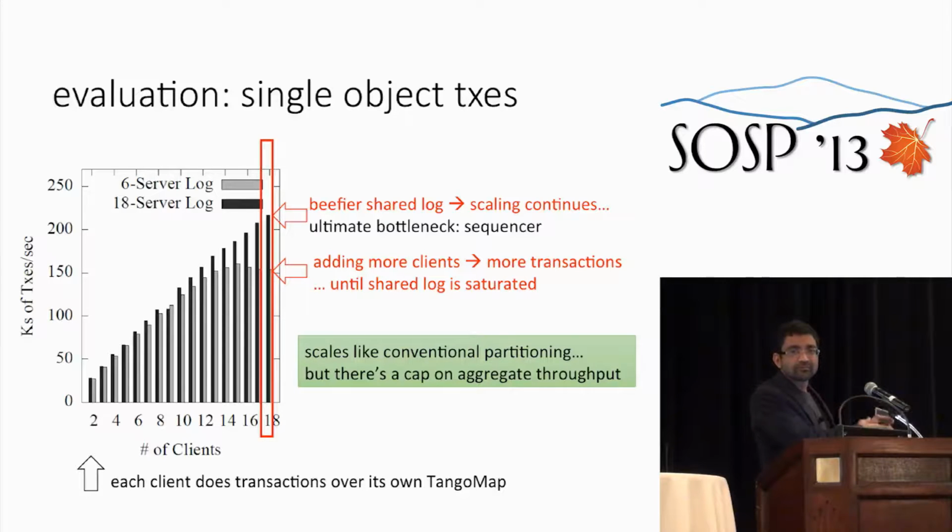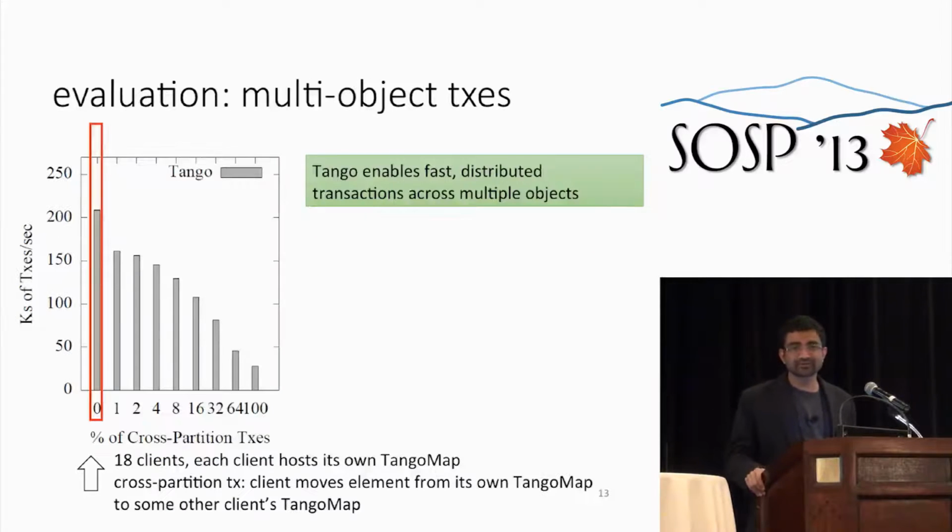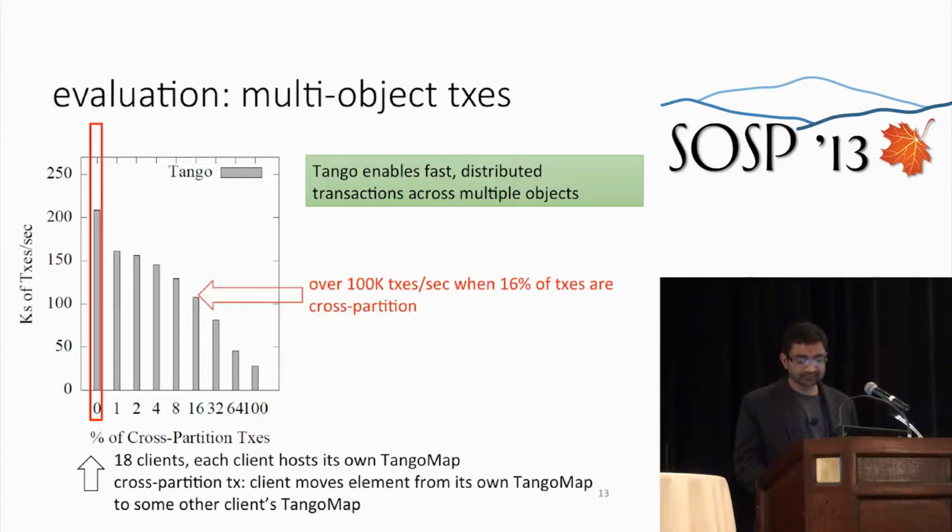So I'm going to focus on one particular data point here, which is the one where you have 18 clients. Each client has its own Tango map. In the previous graph, they're all doing independent operations within the partition. In this graph, I'm going to change the number of cross-partition transactions. So now you have 18 clients, 18 Tango maps, but now they're doing operations that span other clients' Tango maps, what you'd call a distributed transaction. And here you can see that as you increase the degree of cross-partition activity, performance goes down, but it goes down very gracefully. So even when 16% of the transactions are crossing partitions, you still get 100,000 transactions per second.